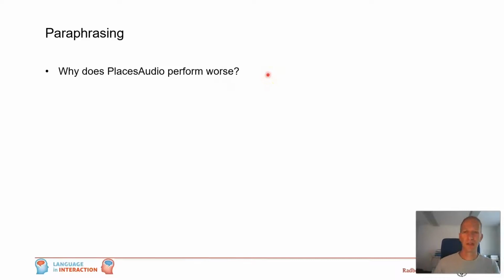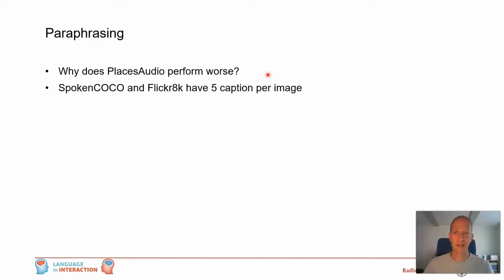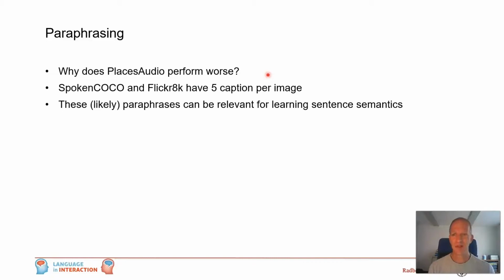So why doesn't this very large Places Audio database perform so badly? Well, be reminded that Spoken COCO and Flickr 8K have 5 captions for each image, but Places Audio only has 1. These 5 captions are most likely paraphrases of each other. There's not so many different things you can say about these images. If you see an image of puppies playing in the grass, you might call them doggies. You might say field instead of grass, but these all will be paraphrases.